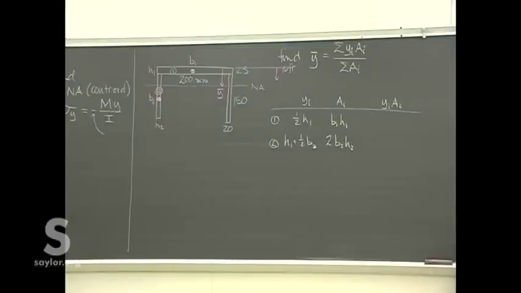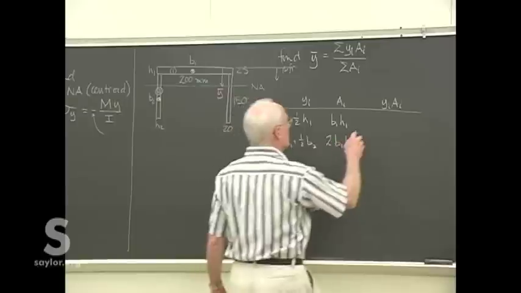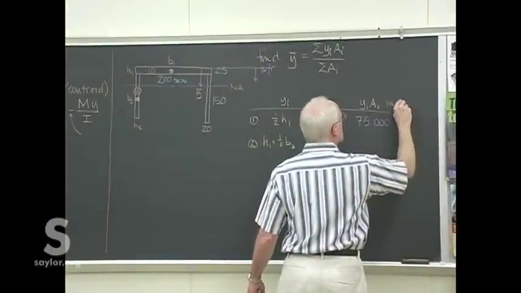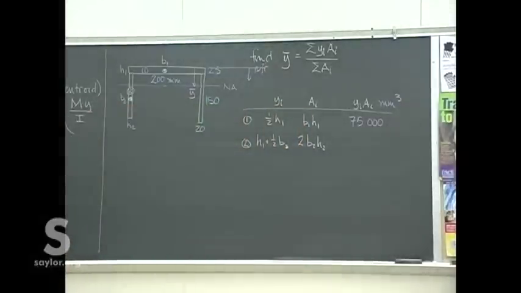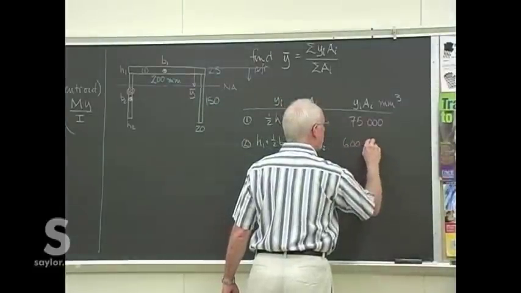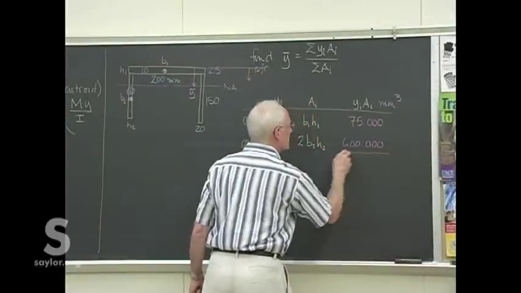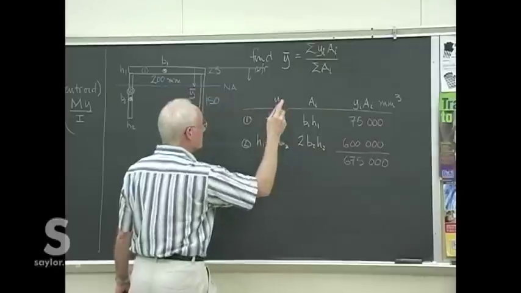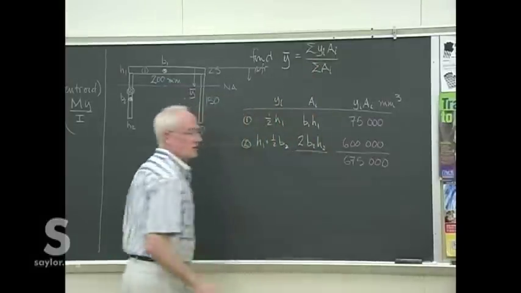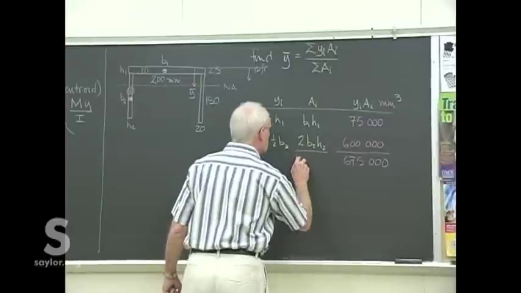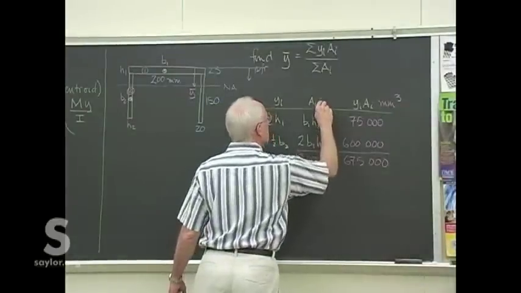And then we can multiply those, and I'll actually put those values in so you can double check them later. This comes out to be 75,000 millimeters cubed, and this one comes out to be 600,000. And so we total that up, 675,000. We also total up the area because we need to divide that 675,000 by the area, and the area is 12,000. So we're all done. We've got all the pieces we need.